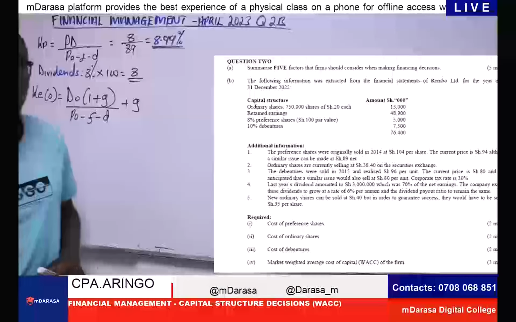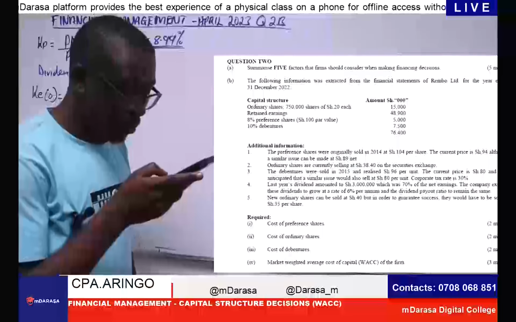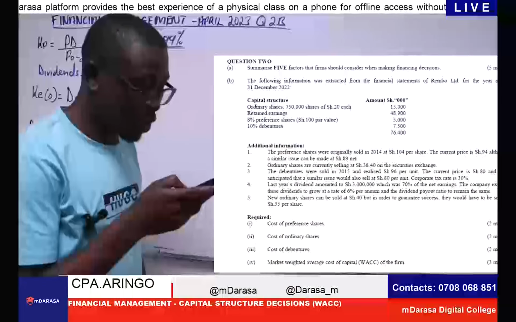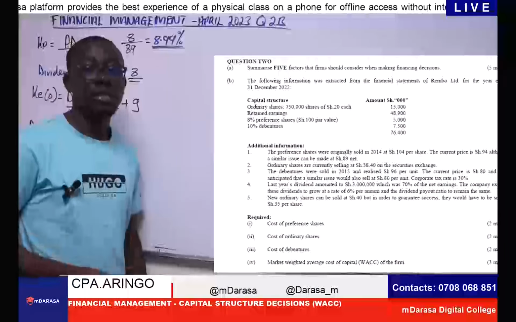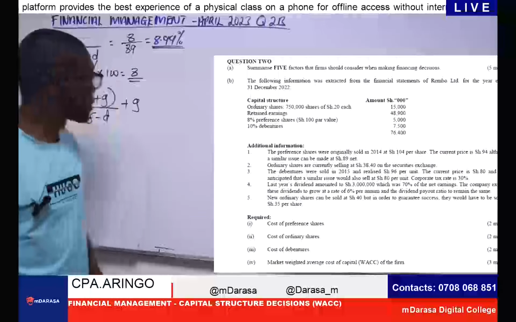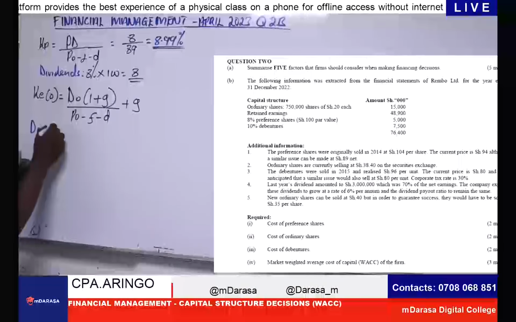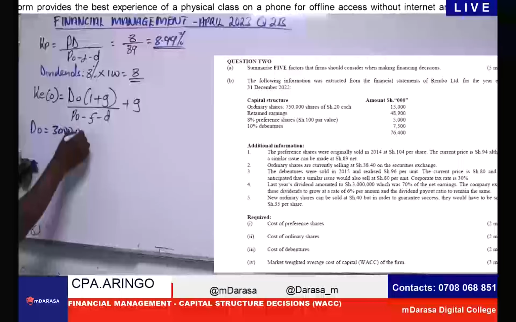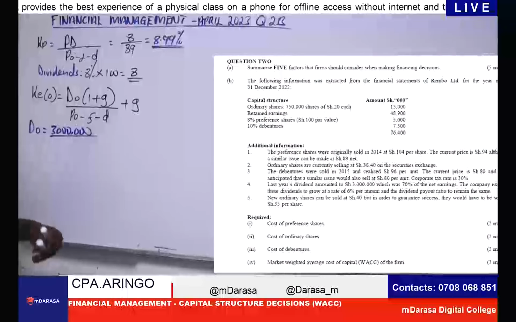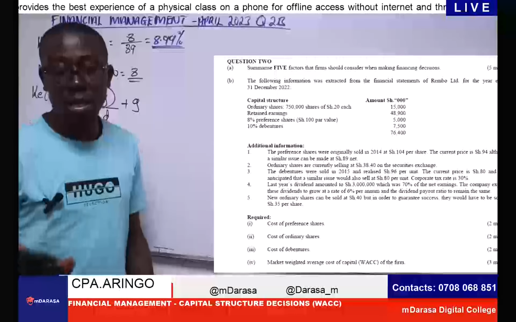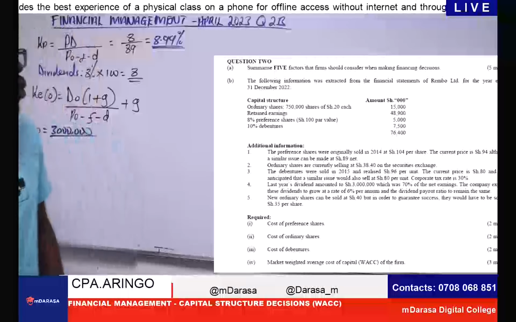I want us all to take our eyes to note number 4. Last year dividends amounted to 3 million, which was 7% of the net earnings. So the dividends that we paid last year, the D0, these are dividends per share, of course. So we paid 3 million. And this 3 million that we paid, on how many shares? If you check our capital structure, you can see that our number of ordinary shares, you're given 750,000 ordinary shares.